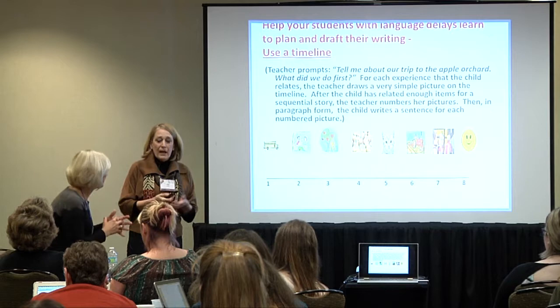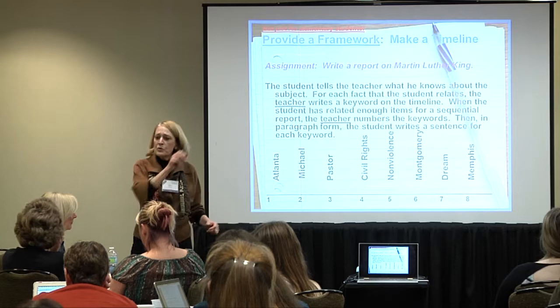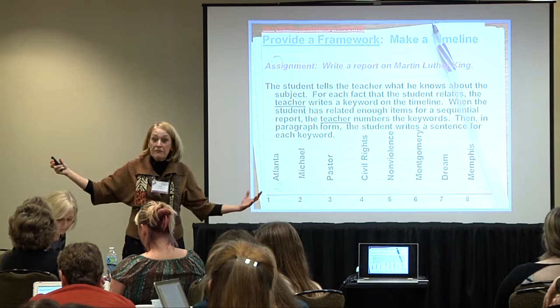If you have a high school student, you can do the same strategy with keywords. And this one you can do on the fly. You don't have to prepare this in advance. Sit down with the student, draw a straight line on the top of his paper, and have the student tell you what he knows. This particular one is write a report about Martin Luther King. Many of our students know a lot of information, but when they tell us, it's a little bit here, a little bit there, it's not organized.